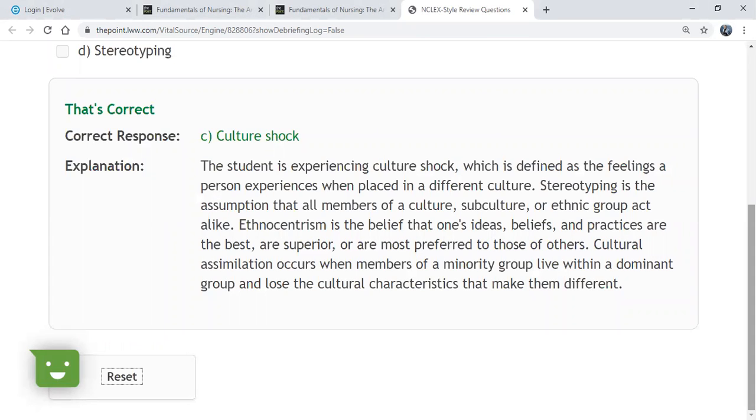All right, so the person feels weird because they're not like other people. Now, stereotyping is the assumption that everybody's alike. Ethnocentrism is the belief that your ideas and practices are better and superior to others. So the way I do it is better. And cultural assimilation is when we start to lose our own characteristics and develop those of others.